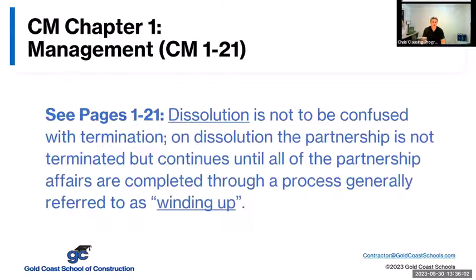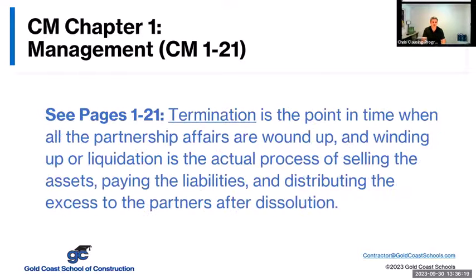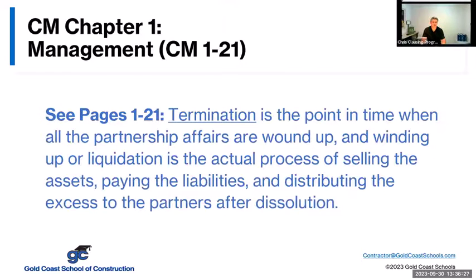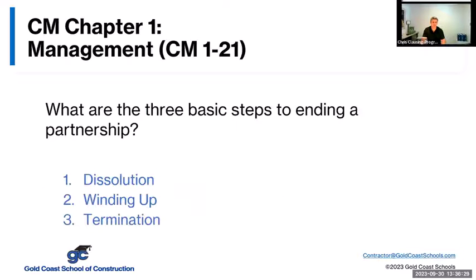So dissolution is not to be confused with termination. Dissolution of the partnership is not terminated, but continues until all the partnership affairs are complete. So that's called winding up. Basically, you're just trying to wind up all the affairs of that partnership. Termination is the point when all the partners' affairs are wound up. So first of all, it'll be dissolution, winding up, and then termination. And that's why you have the 3 steps here.